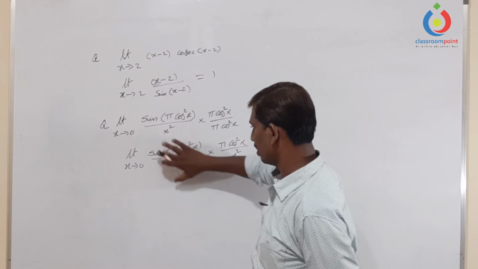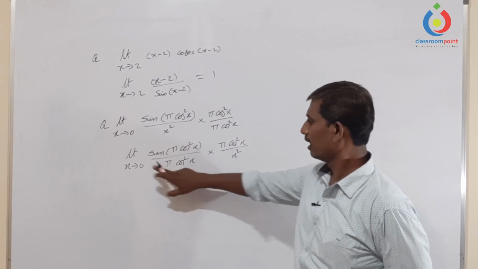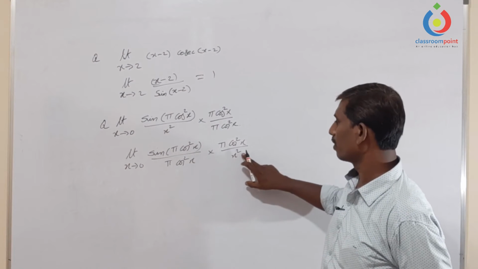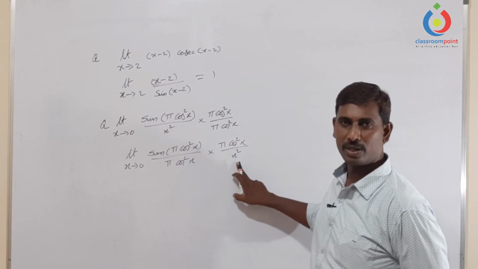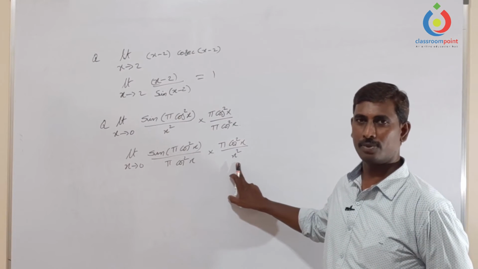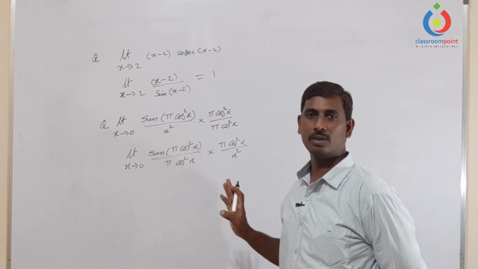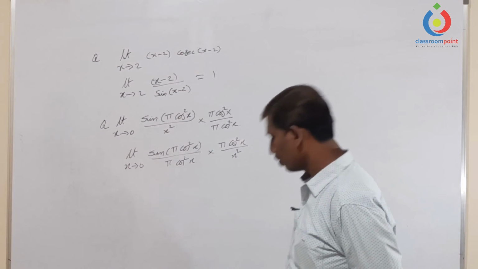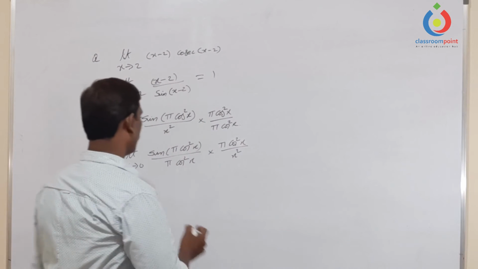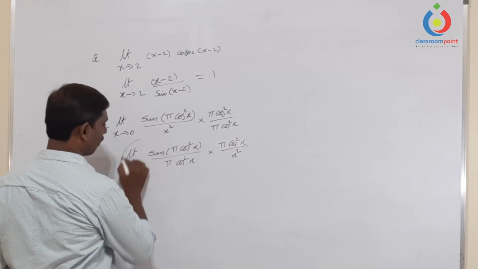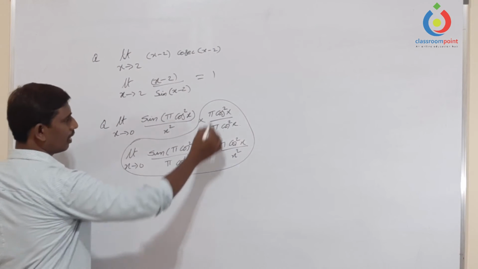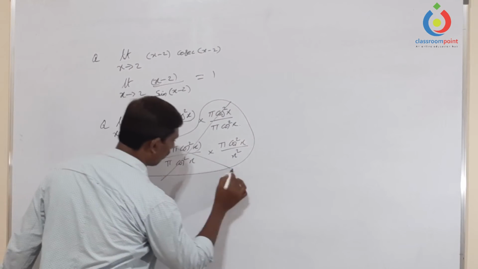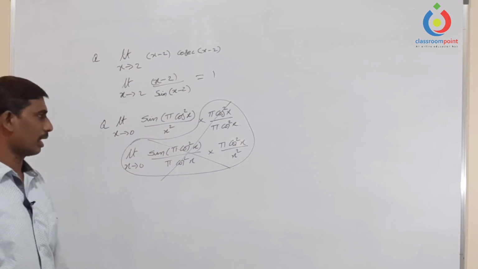Check it. Suppose it is 1. What do we have remaining? In the place of x apply 0, then cos 0 is 1. Pi by 0. Pi by 0 means infinity. It is not the exact value. What is the exact value? How to simplify? Just see once. This is not the correct way for solving the problem. Then what to do, sir?